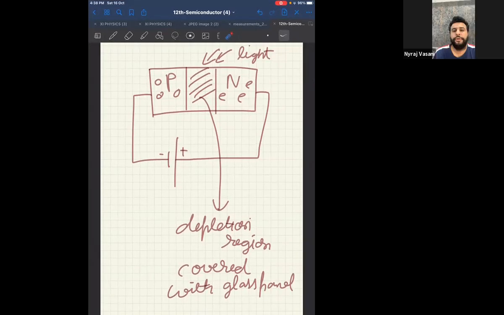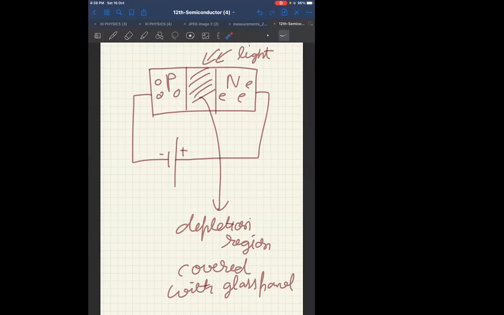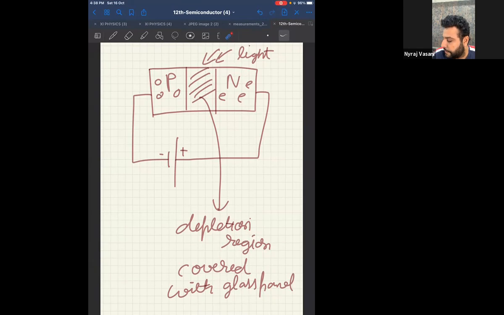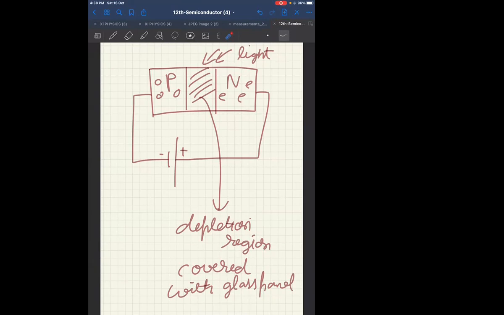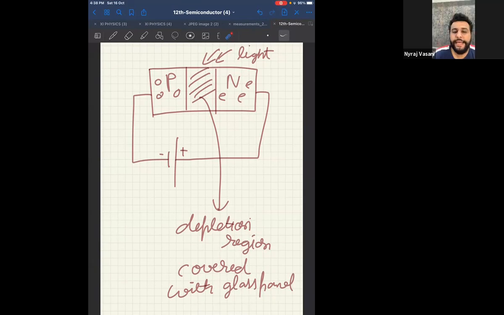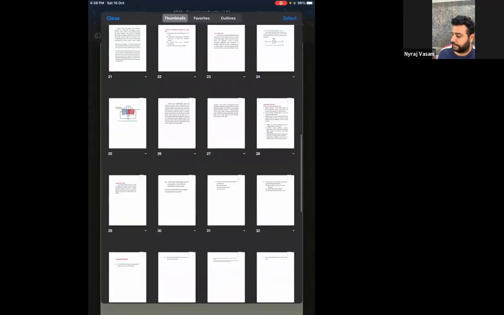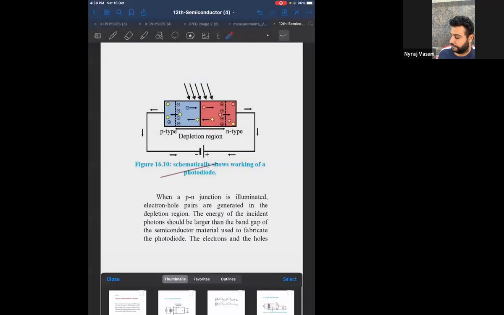Okay. How much did you write? What did you write, all of you? Can you repeat? Sir, when the light enters the depletion region through the glass panel, electron hole recombination takes place, leading to generation of current.